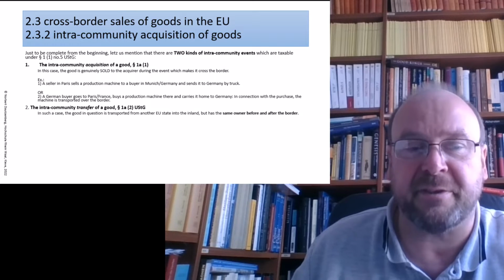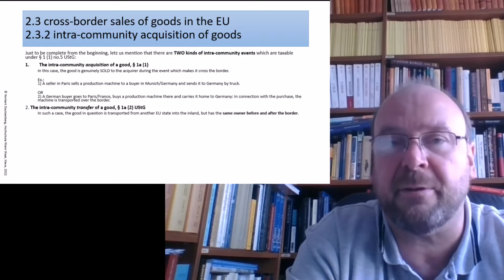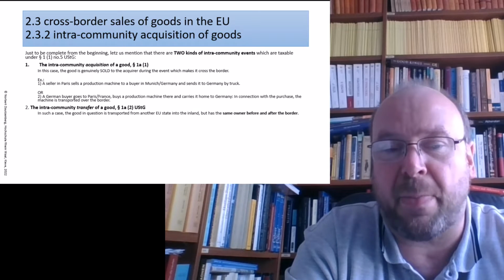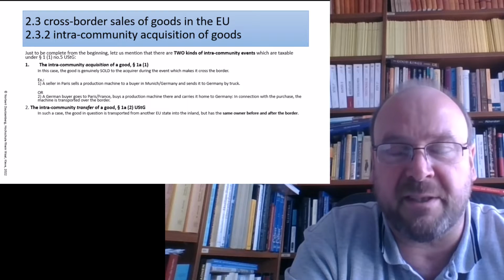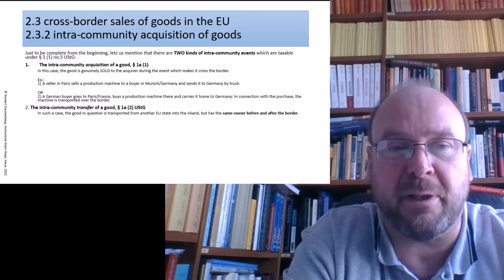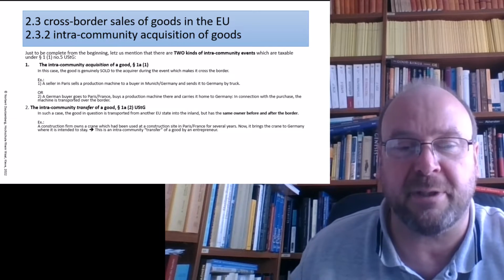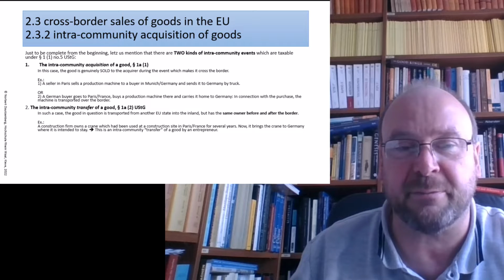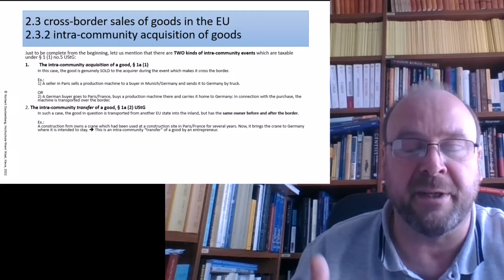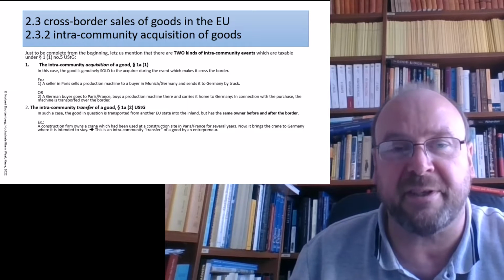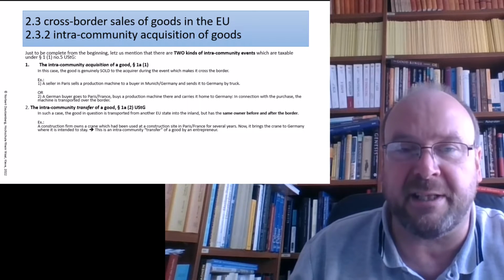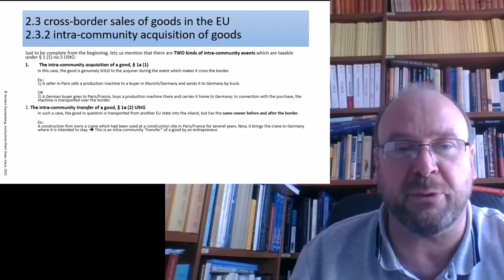However, the other alternative is a transfer, where we don't have a real sale. In such a case, we have a good which is transported, let's say, from France to Germany, but the owner is the same before and after the border. For example, you have a construction site somewhere in France. There was a construction crane. It has been used there for years. And now the construction project there is terminated and you intend to bring the crane back to Germany. In that case, the crane doesn't change ownership.